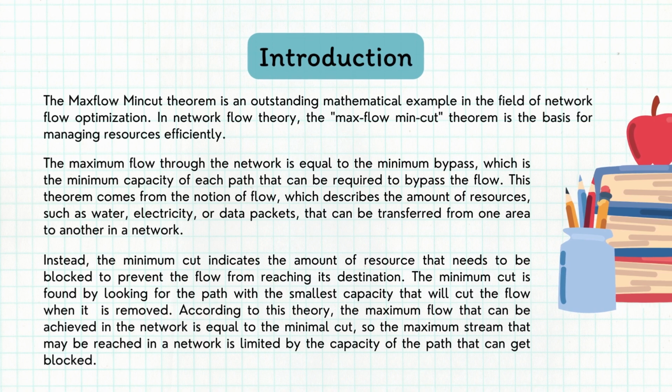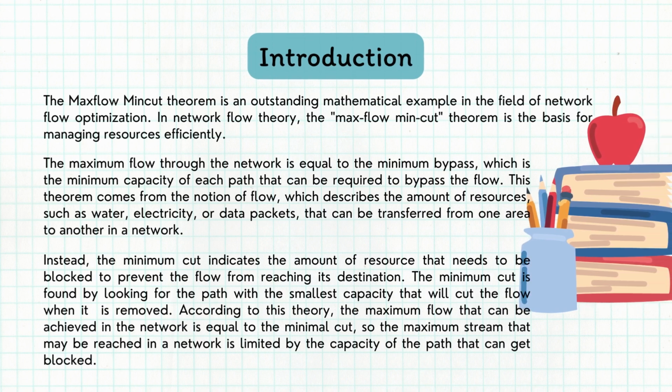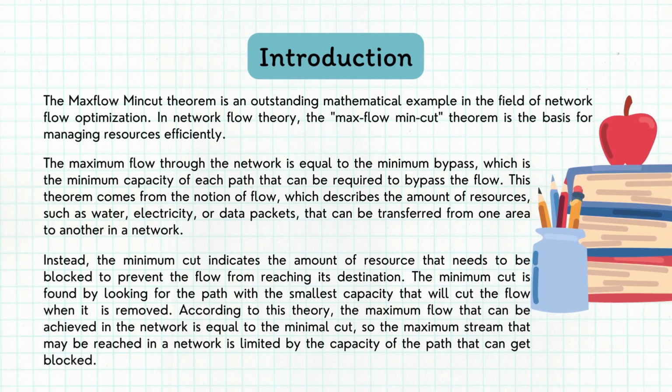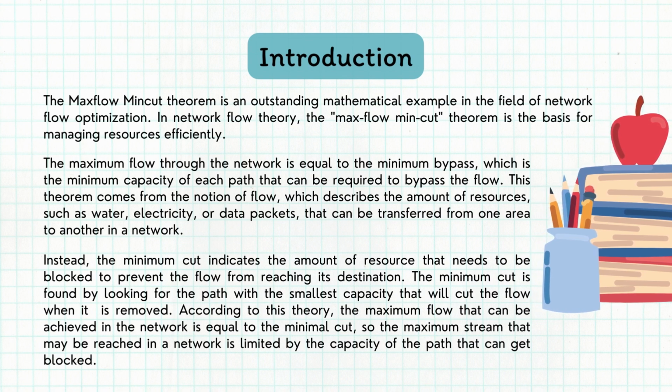Well, we enter the first discussion, namely the introduction. The max flow min cut theorem is an outstanding mathematical example in the field of network flow optimization. In network flow theory, it is the basis for managing resources efficiently. The maximum flow through the network is equal to the minimum cut, which is the minimum capacity of edges that can be required to bypass the flow.